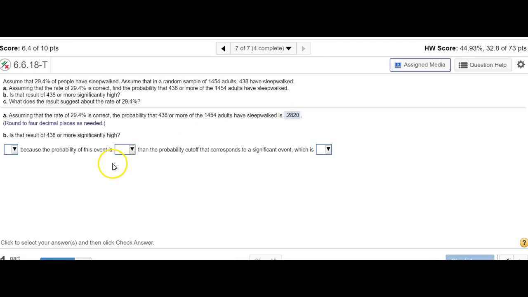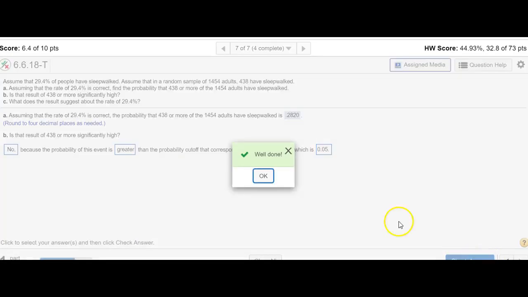And then we're going to decide if this is significantly high. So the results, is it significantly high? First off, we can answer: the probability of this event is greater than the probability of the cutoff for significant events. So is it significantly high? No. It's greater than the cutoff that tells us if it's significantly high or not.